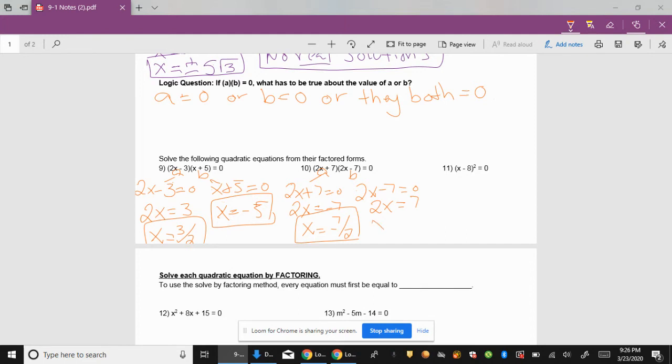Divide by 2, and x equals 7 over 2. So those are my two answers for number 10.